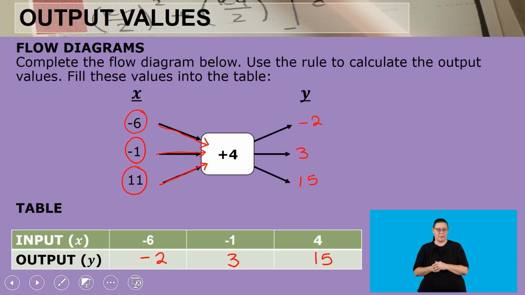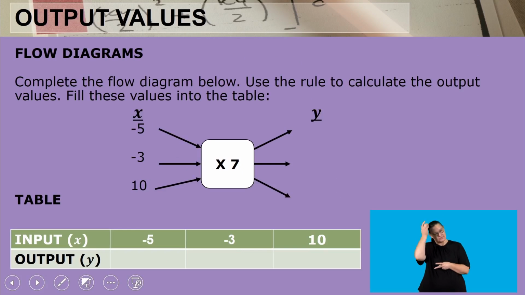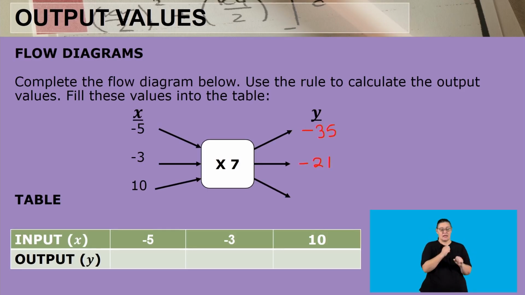Let's move over to the other flow diagrams. In these coming flow diagrams, we are going to do exactly the same. We're going to take the input value, let it go through the rule, and come out with an output value. So -5 multiplied by 7 will give us an answer of -35. What about a -3 multiplied by 7? Yes, it is a -21. And what about a 10 multiplied by a 7?